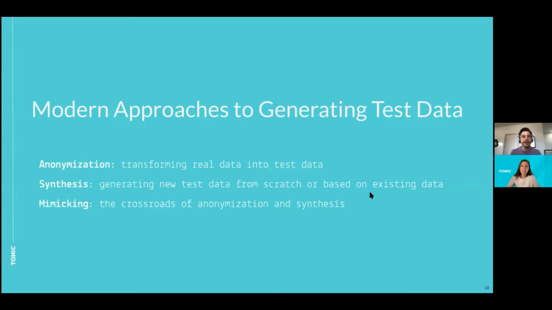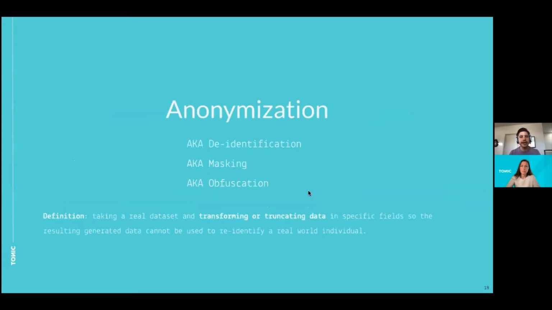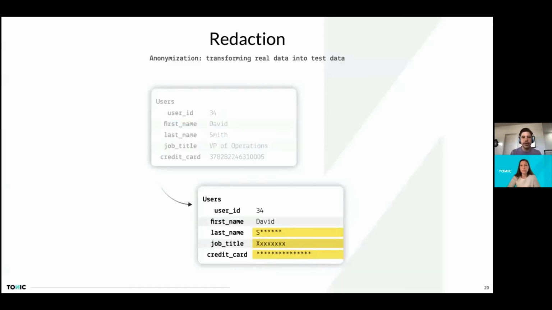We'll now go into some more modern approaches and discuss those. The first one is anonymization. There are several techniques when you peel back the covers of how you can do anonymization. This is the most primitive, redaction, which is still used today.